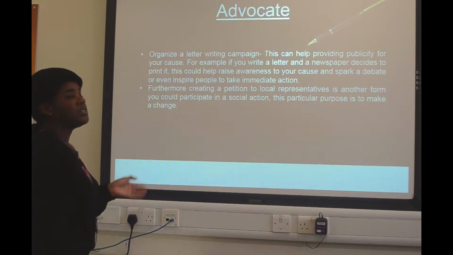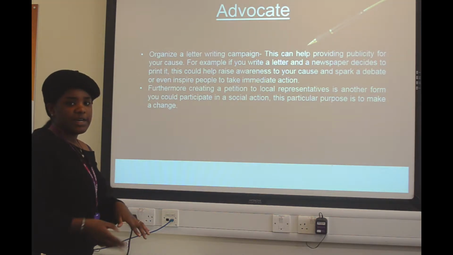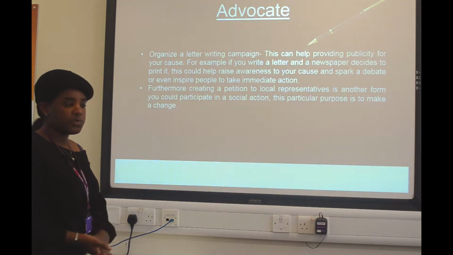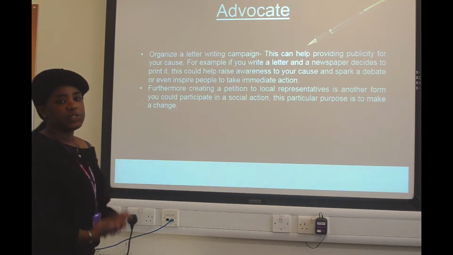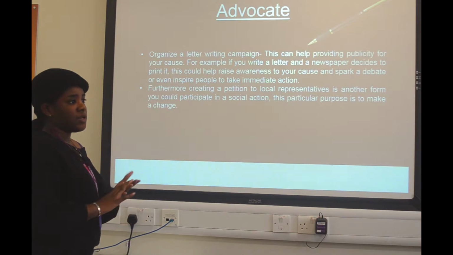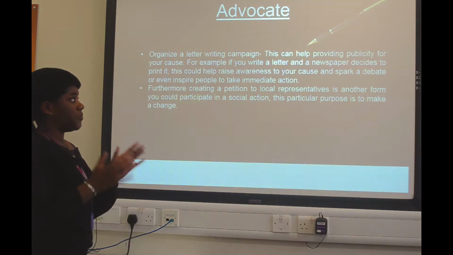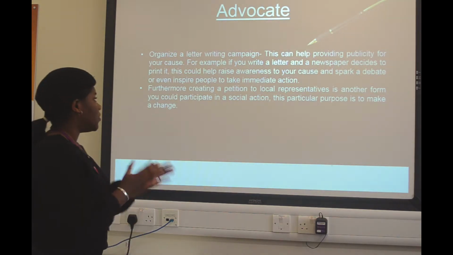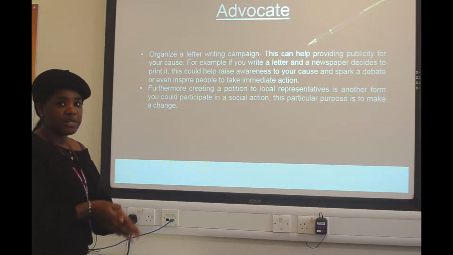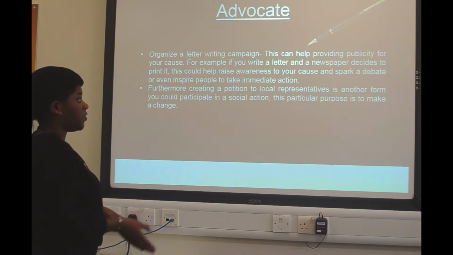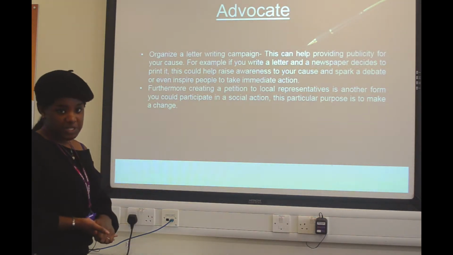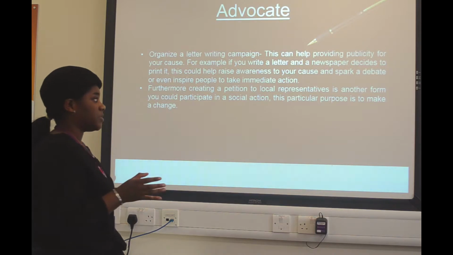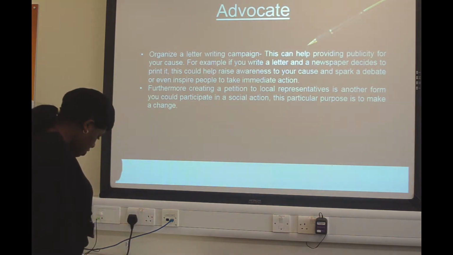Then you have advocate, and this is a way you organize a letter writing campaign. This helps provide publicity for your cause. A newspaper could decide to print your letter out, and not only will it help raise awareness to your cause, but it could also spark a debate or even inspire people to take immediate action. Furthermore, you could start by creating a local petition for local representatives, and this type of social action's purpose is to make a change.